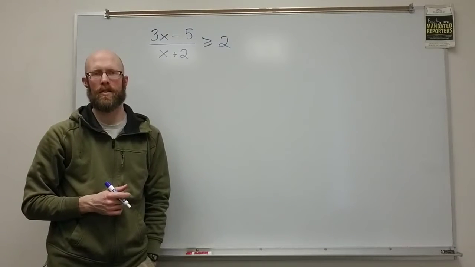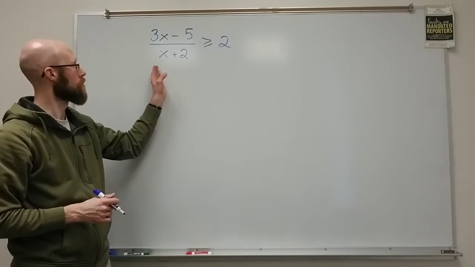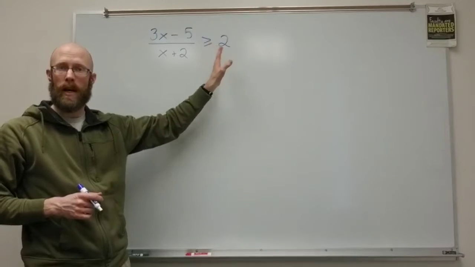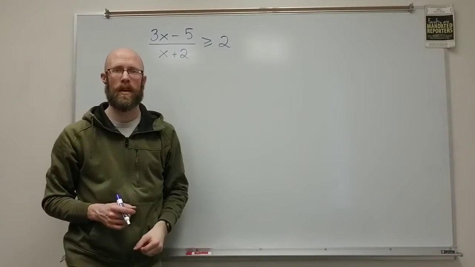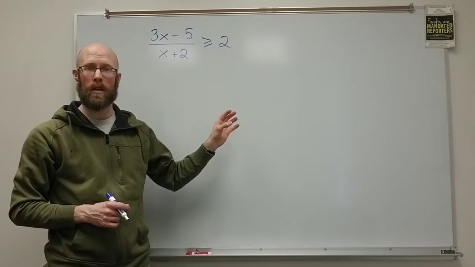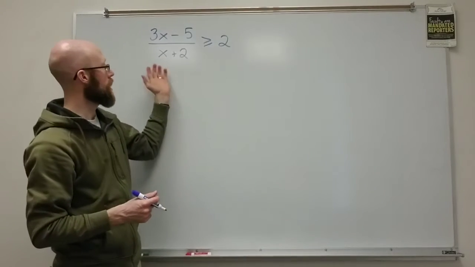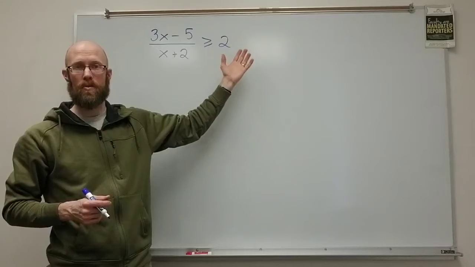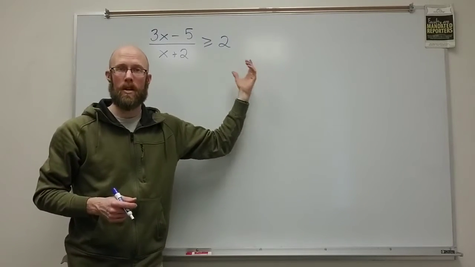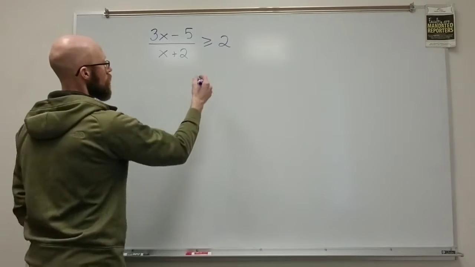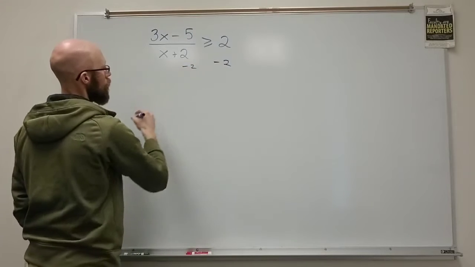All right, in this next example, we've got a rational function greater than or equal to a constant that is not zero. To solve this inequality, again, I need to find the zeros just like we had before. But I can't find the zeros until I have 0 on one side of the inequality. So I'm going to subtract that 2 from both sides of the inequality.